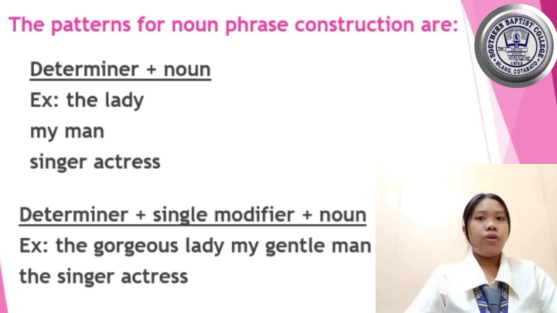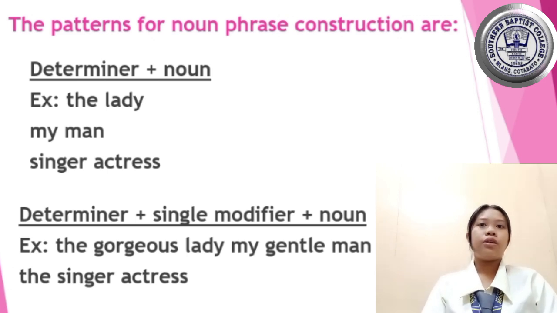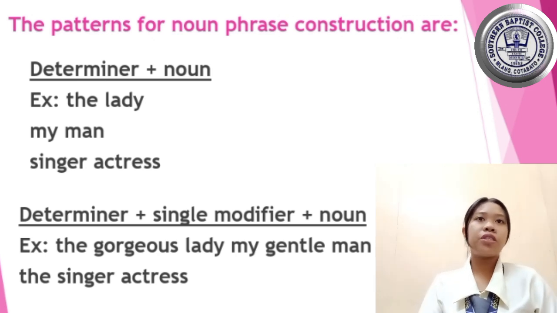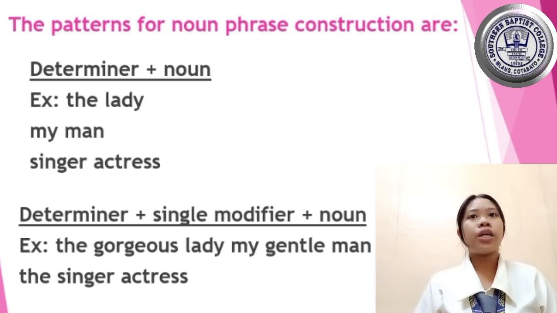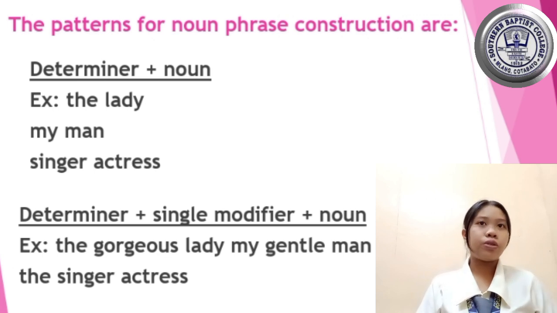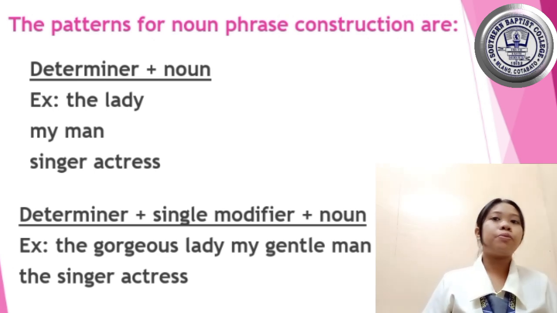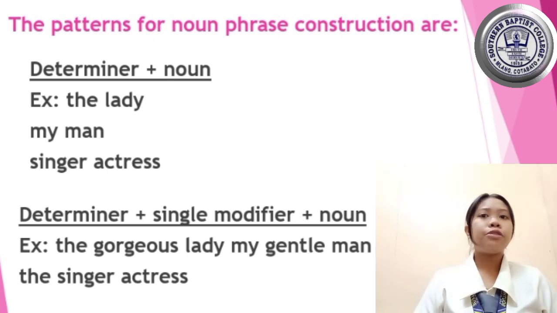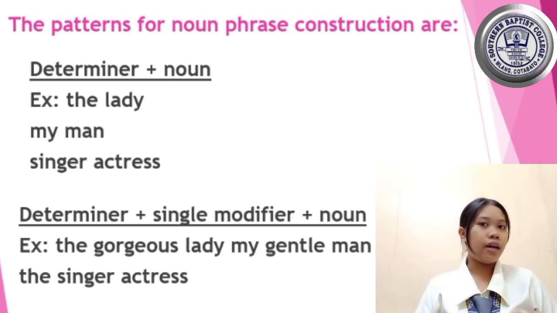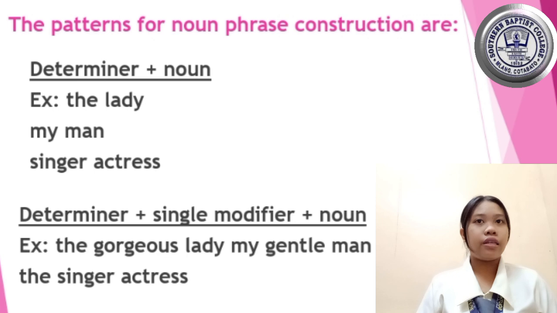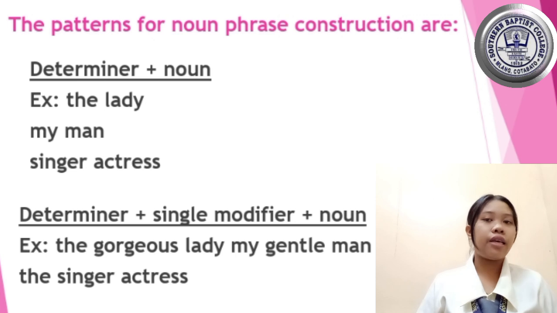The determiner is the word that comes before the noun to specify which one you're talking about. It's like a little signpost that points to a particular noun. From the example, the lady, the determiner here is the word the, and the noun is lady. The noun is the word used to refer to people, places, things, and ideas.